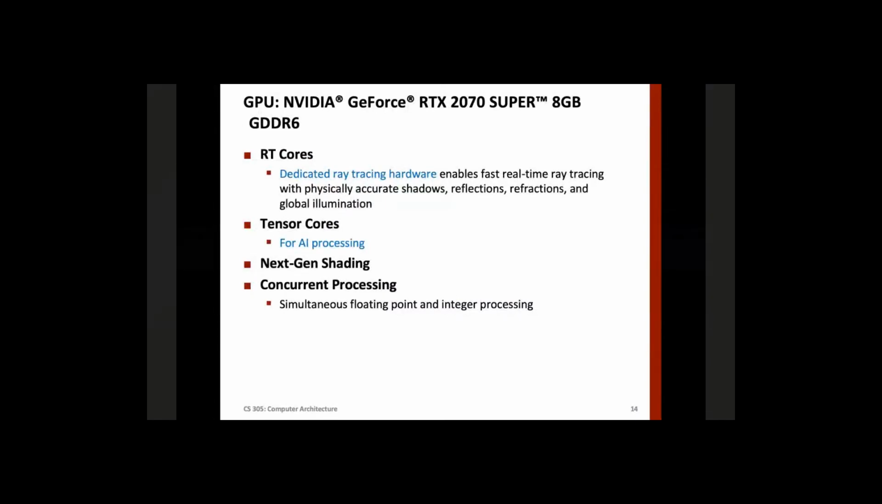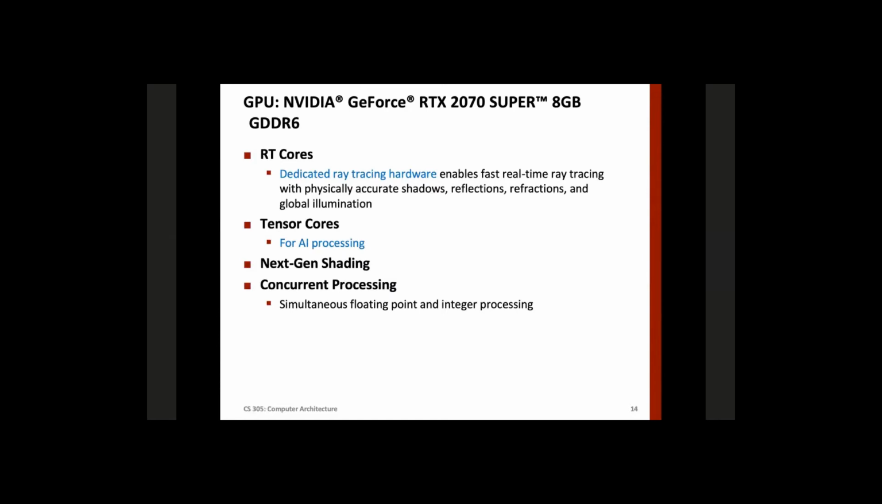So it has RT cores, which is nothing but ray tracing hardware. Ray tracing is essentially used for graphics applications, features, for example, shadows, reflections, etc. And it has also tensor cores, which are for AI processing.